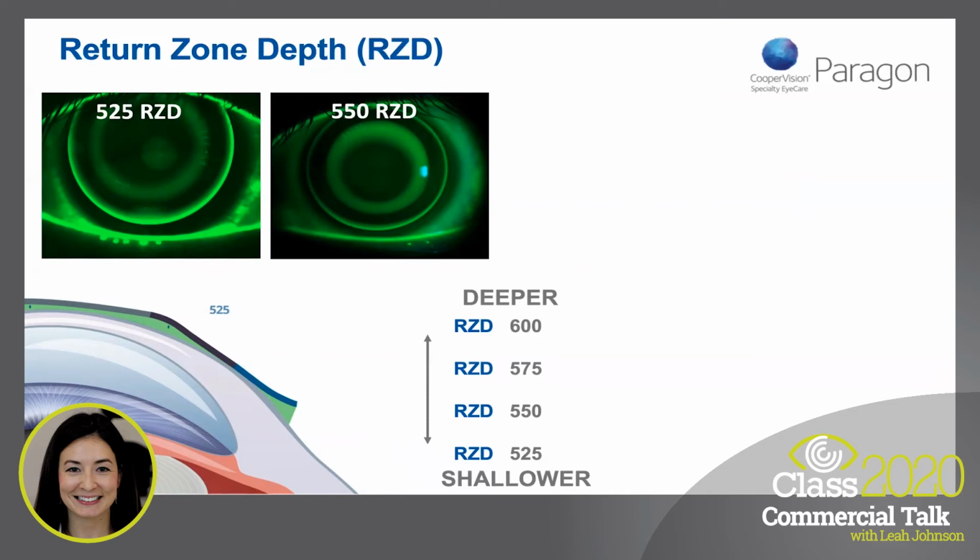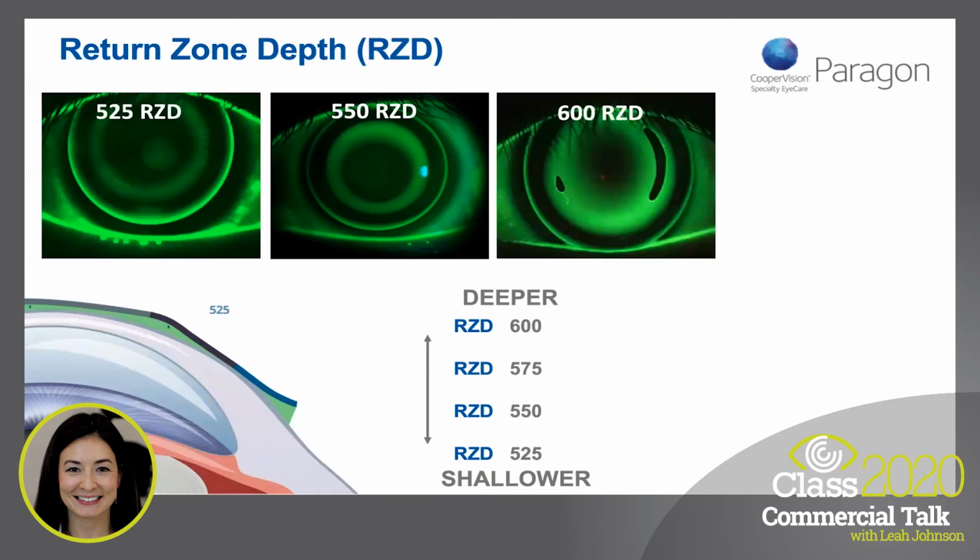Oppositely, if we increase the sagittal depth of the lens too much, as you see here, from 550 RZD to a 600, there's too much fluorescein in the depth between the lens and the cornea, and you can see there's a very small central treatment zone with an insertion bubble. If we saw this lens, we would know we want to decrease the RZD by 1 or possibly 2 steps to achieve the nicely centered lens as seen in the middle.